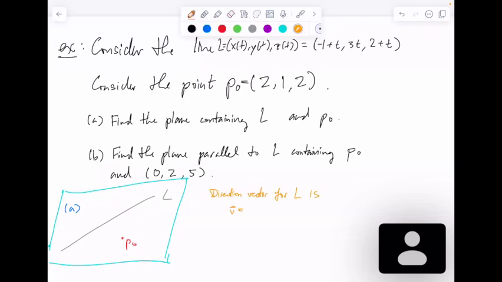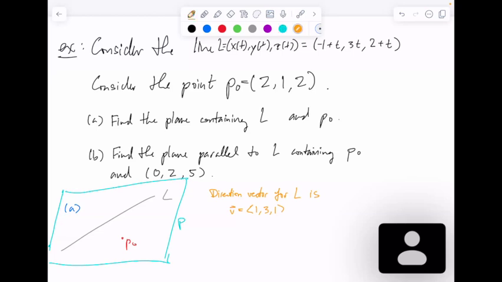Let's call it V, and the direction vector, we read off the coefficients. The direction vector is the coefficient in front of the t. In this case, it's 1, 3, 1. So we have one vector that has to lie along the plane P, which means whatever normal we get needs to be perpendicular to this direction vector. What's another vector that might be lying along the plane?